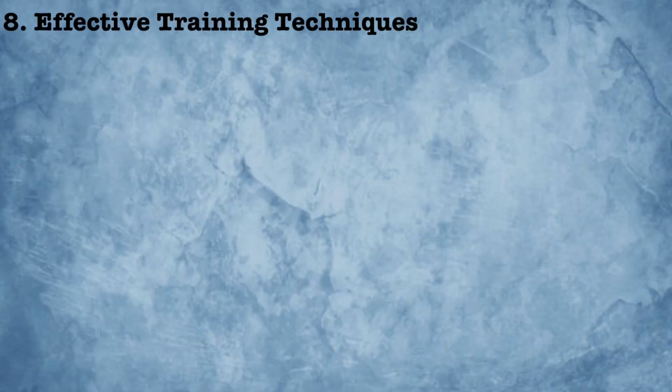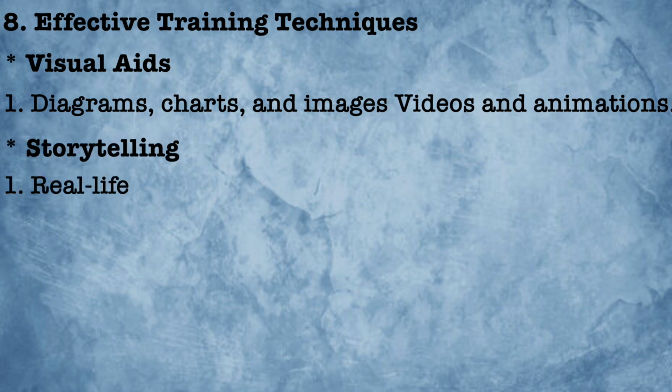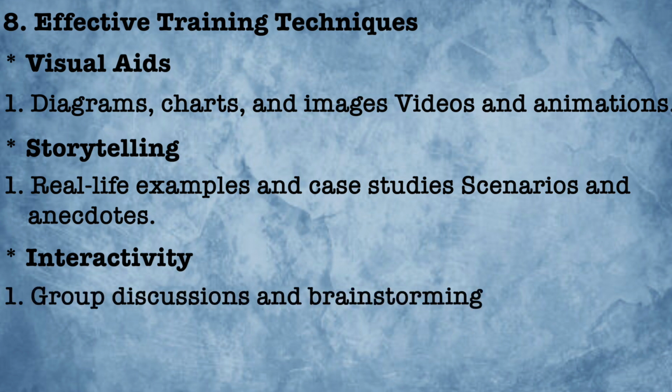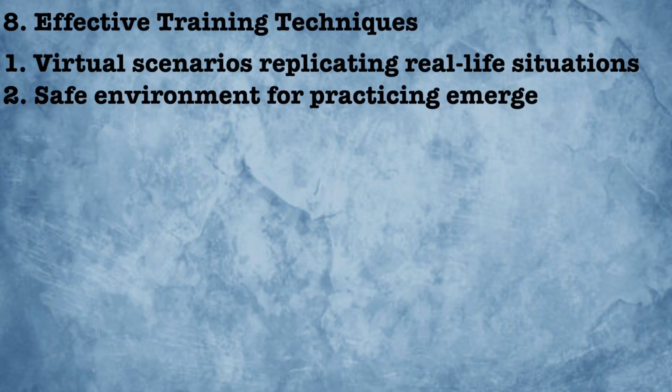Next one is effective safety training techniques. This includes visual aids. These visual aids include diagrams, charts, images, and video and animation. Storytelling, like real life examples and case studies, scenarios and anecdotes. And interactivity means group discussion and brainstorming, role playing exercises, hands on demonstrations. Simulations, like virtual scenarios replicating real life situations, a safe environment for practicing emergency procedures. Let us see each topic in detail.